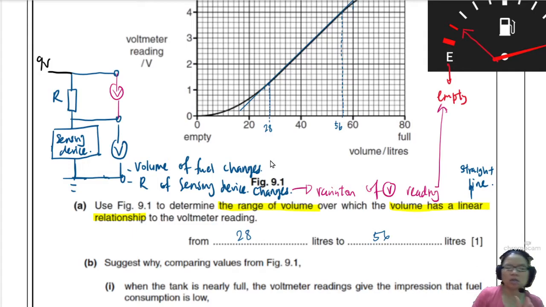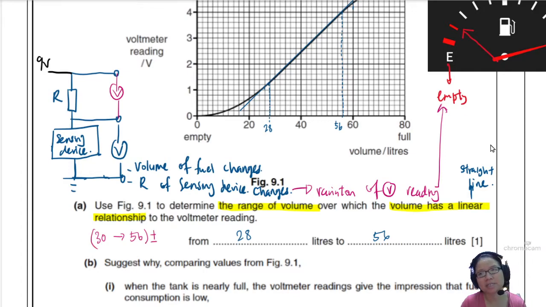This will be from 28 liter to 56 liter. Do you need to write decimal point? No, because one box is 2 liter mah. Another point here is that if you want to know what the mark scheme says, mark scheme will allow 30 to 56 liter plus minus 4 liter. So our answer is within range. As long as you draw a reasonably straight line, your answer should also be within range. Use a ruler to help you.